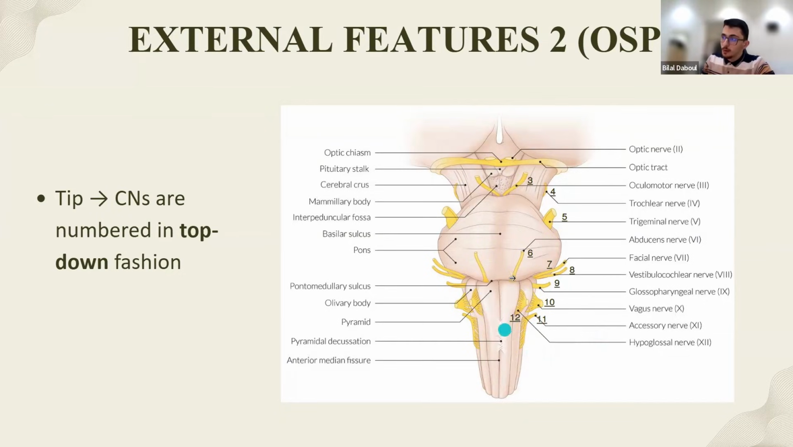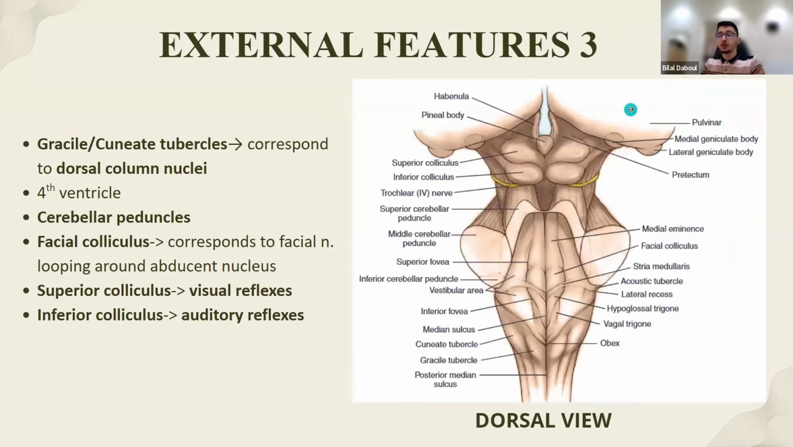Now, I talked about the pyramids here. In between the pyramid and the olive, you have the 12th cranial nerve, the hypoglossal nerve. I'll discuss the function in the following slide, but just keep in mind, this is very important for your OSPE: cranial nerves are numbered in top-down fashion. That's it for external features 2.